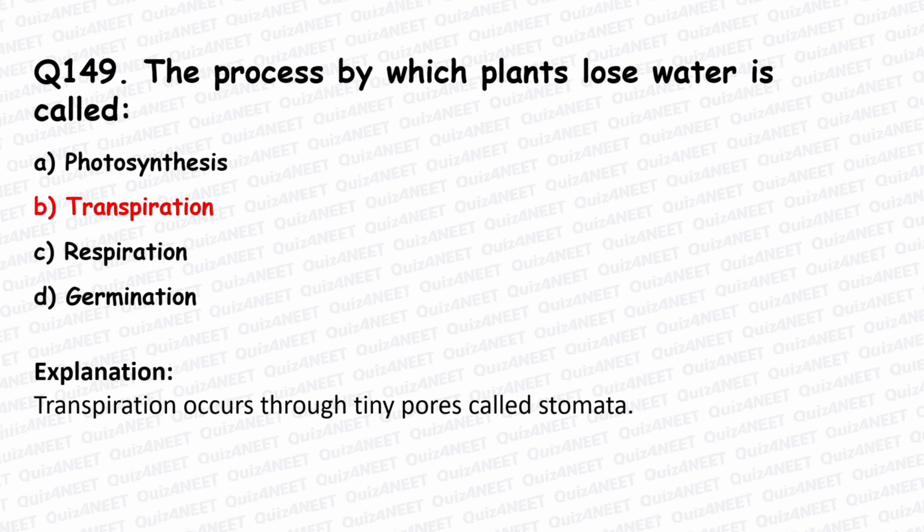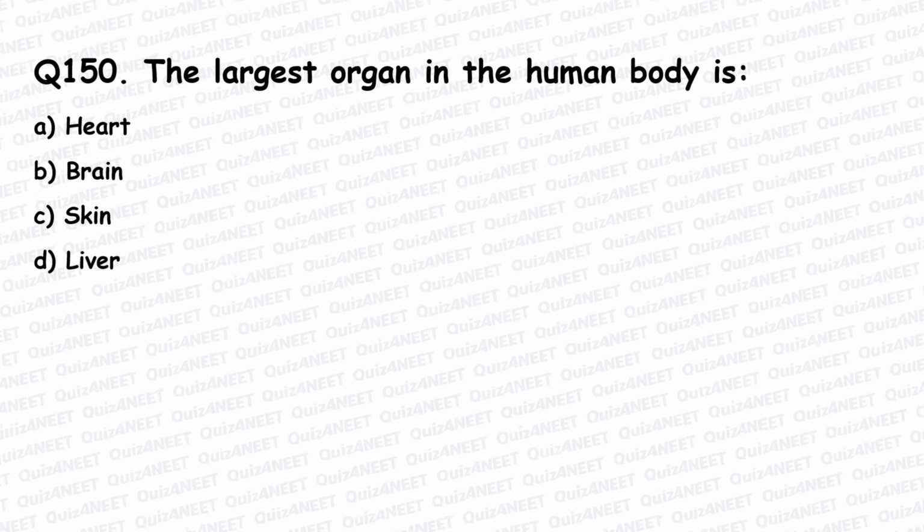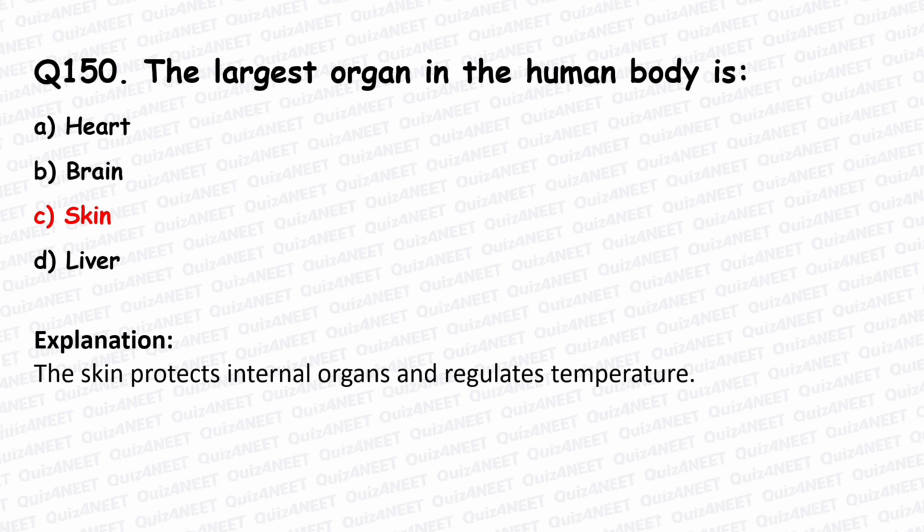Q150. The largest organ in the human body is A. Heart, B. Brain, C. Skin, D. Liver. Answer C. Explanation. The skin protects internal organs and regulates temperature.